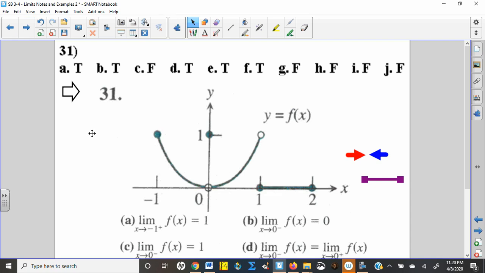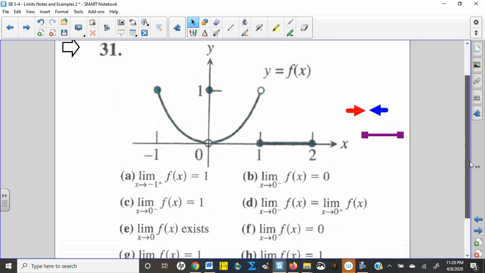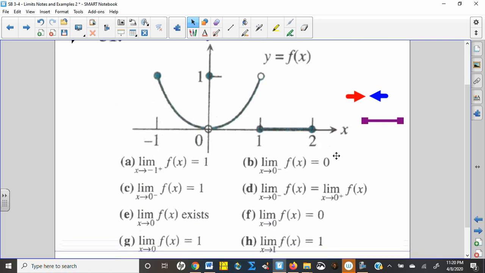31 and 32 were these kind of true-false questions. So we just had to look at the graph and see what was happening. Like, what's happening as I approach -1 from the right. I think, well, it looks like the left, but I see a little thing going up and down. Looks like the height of the graph is approaching 1. So it looks like that's right. I am approaching 1. That's probably true.